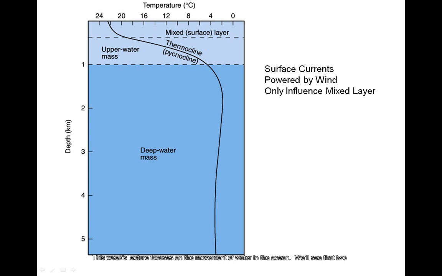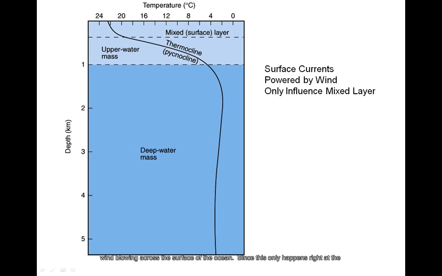This week's lecture focuses on the movement of water in the ocean. And we'll see that there are two distinct types of ocean currents that exist: the surface currents and the deep, or thermohaline, currents. Now first, let's examine the movement of water at the surface of the ocean.